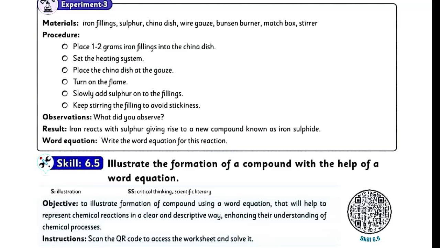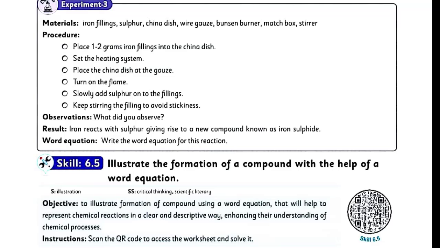Turn on the flame. Slowly add sulfur onto the filings. Keep stirring the filings to avoid stickiness. Observations: what did you observe? Result: iron reacts with sulfur, giving rise to a new compound known as iron sulfide. Word equation: write the word equation for this reaction.